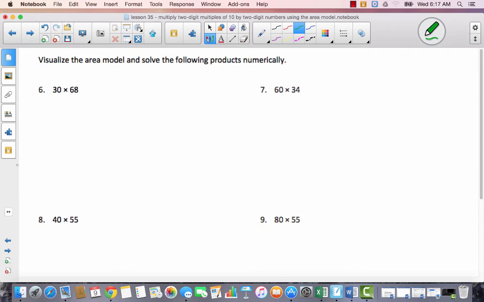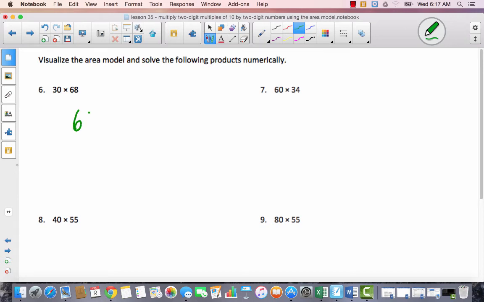Visualize the area model and solve the following numbers numerically. So they're saying you don't have to draw the area model. It's okay if you do draw the area model, but eventually we're not going to use the area model. We're just going to use standard algorithm. So we're going to try to do it without the area model this time. So go through the first one with me. I think you're going to find that this is much easier than you think.